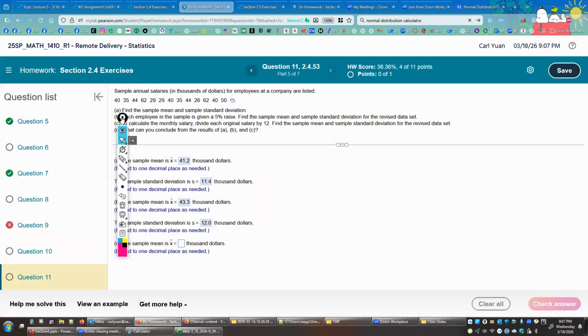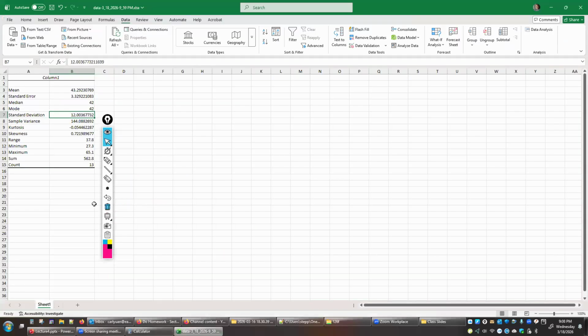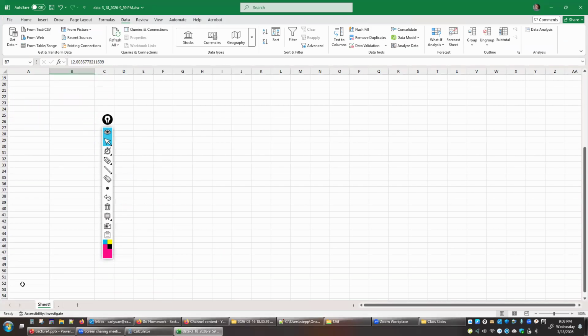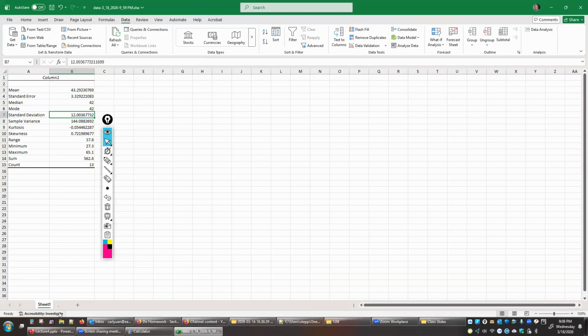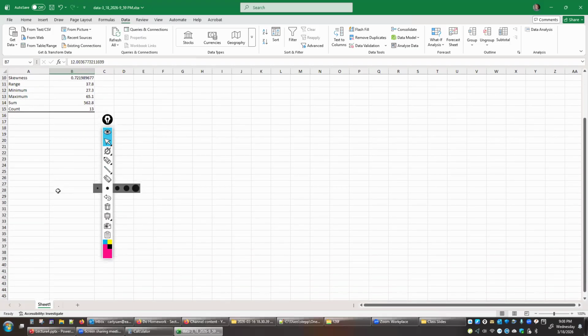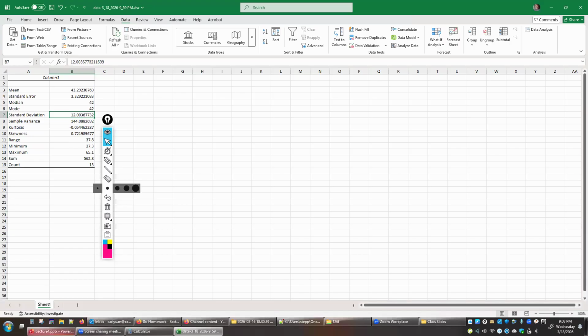Okay. Now, for part C, to calculate the monthly salary, divide each original salary by 12. Find the sample mean and sample standard deviation for the revised data set. Now, this makes it a little bit easier to do if I'm on Excel. All right, so let's see if I can bring back the data. Well, it doesn't bring it back. So let me go back and copy it.